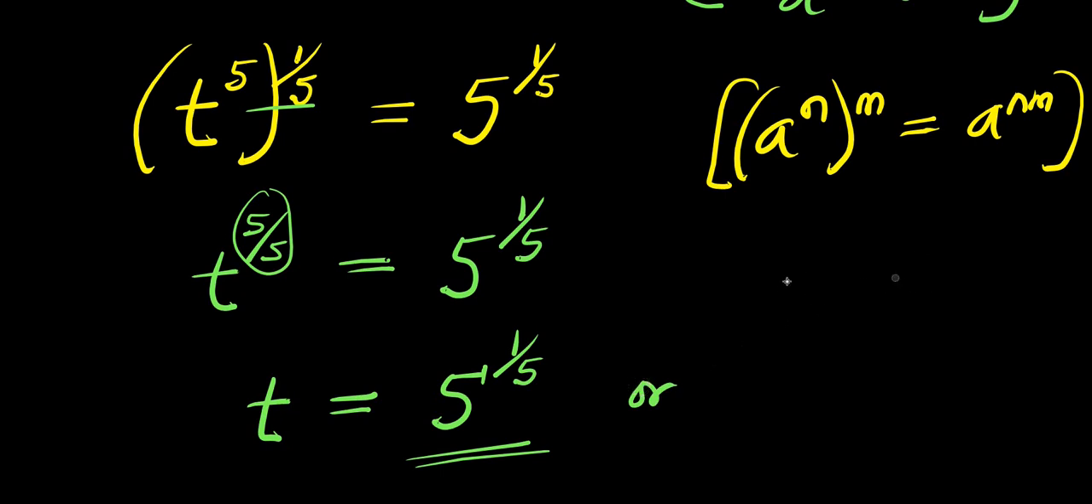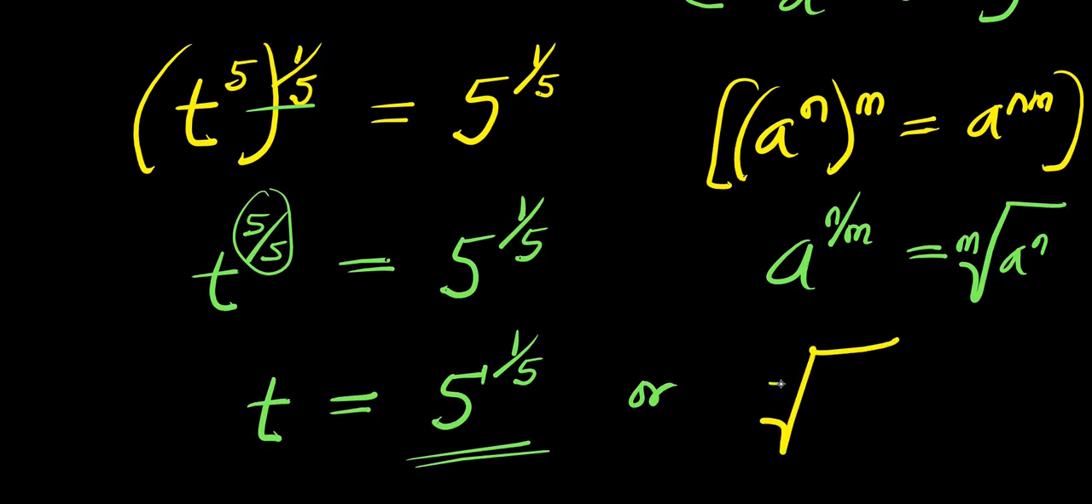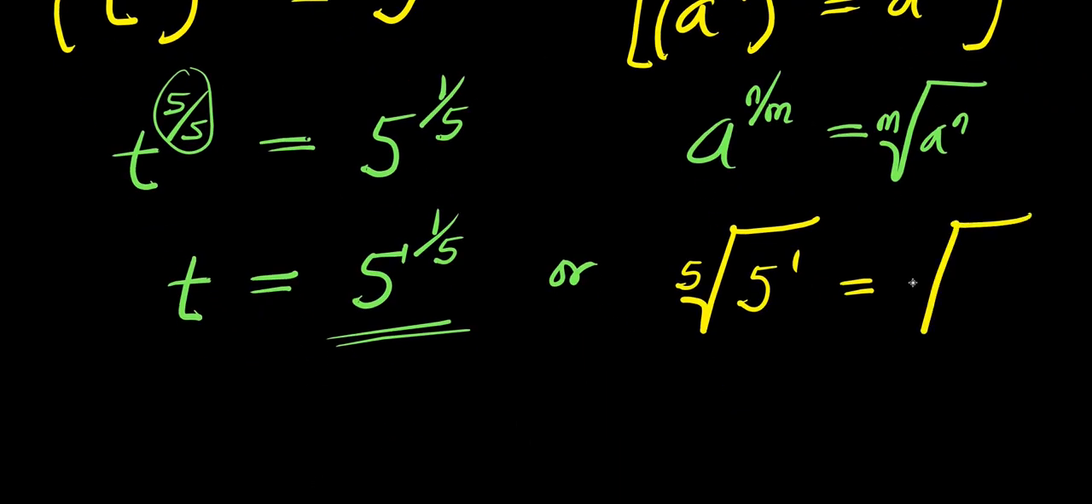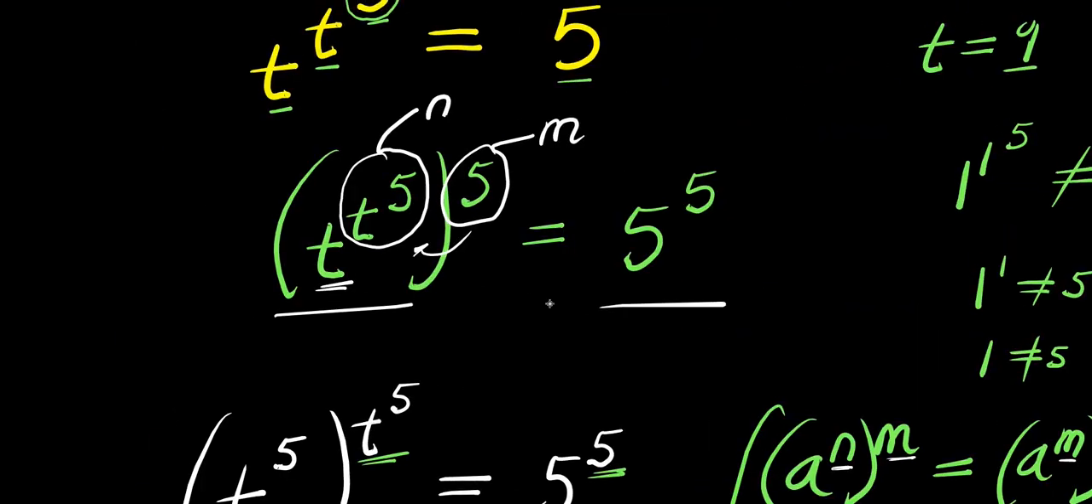Or, if you have a power n divided by m, this is just like writing the m-th root of a power n. So we can apply the same identity here. You will have the fifth root of 5 power 1. And 5 power 1 is 5. So this will simply mean we are going to have the fifth root of 5. So this becomes our answer. Now, this is one method of solving this exponential problem.